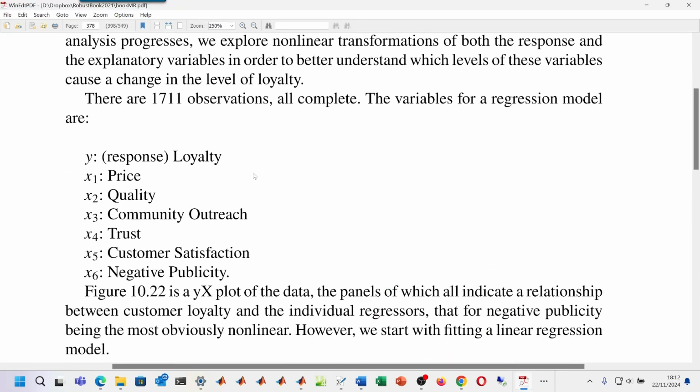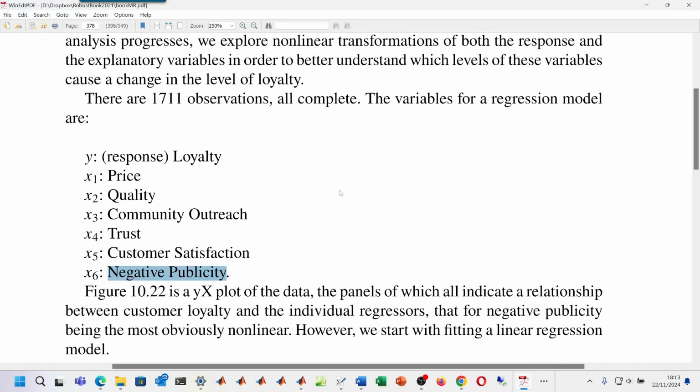If you're running a shop or a supermarket, customer loyalty is of great importance to you. It is, however, very difficult to know what makes customers loyal. So these are the results of a survey in which customers were asked what they thought affected loyalty: price, the quality of the goods, the community outreach of the firm, the trust that the firm would pay well towards them, customer satisfaction, and also the effect of negative publicity.